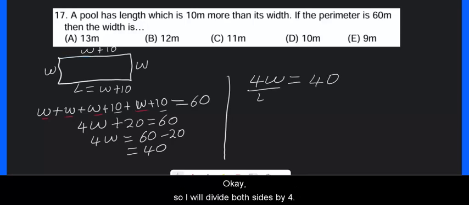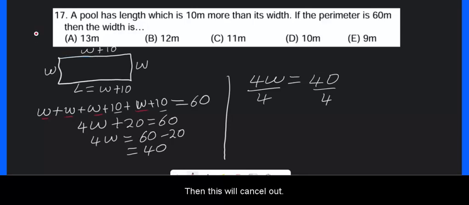Okay, so I will divide both sides by 4. Then this will cancel out. Then I will have 40 divided by 4. It is 10. So which is my width? It is 10. And this is 10 meters. Okay, so I got that, which is D.